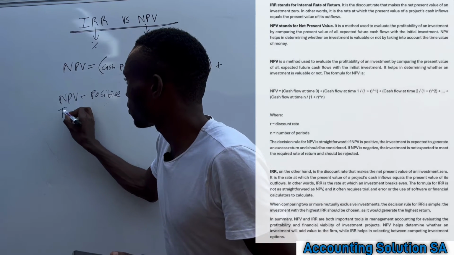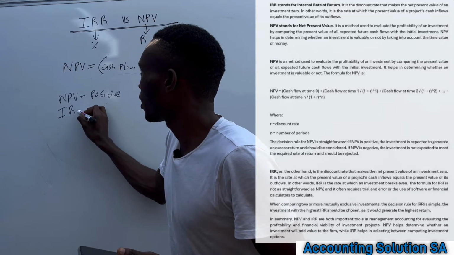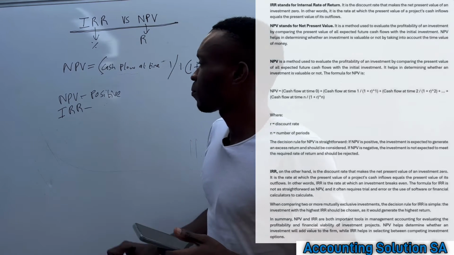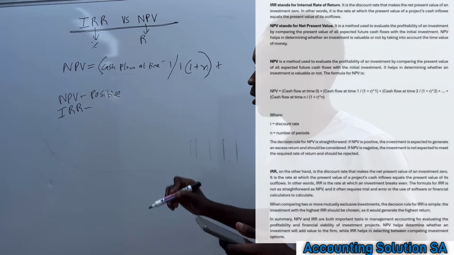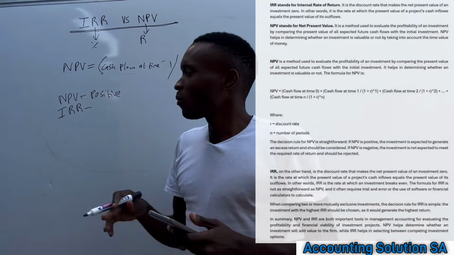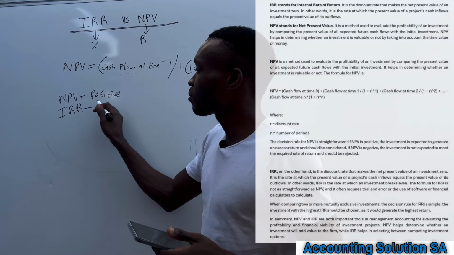Okay, then when we come to internal rate of return, it must be more than the percentage that they give you, the rate. If they give you 10%, when you calculate internal rate of return, it must be more than that.